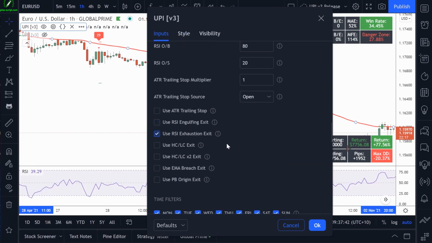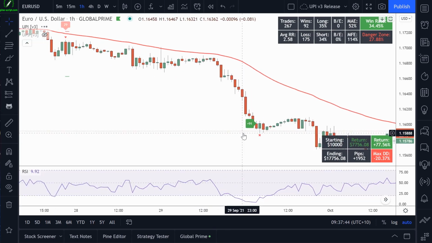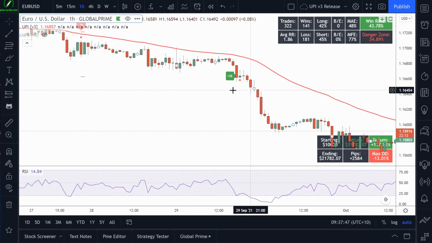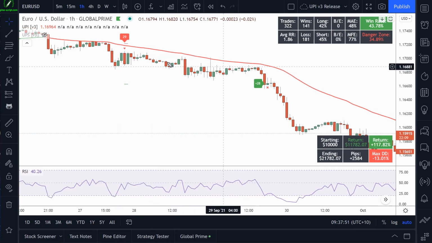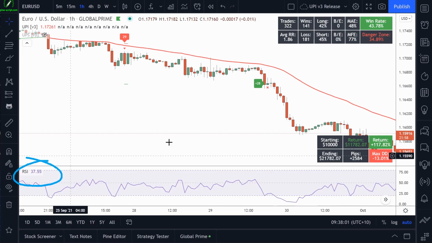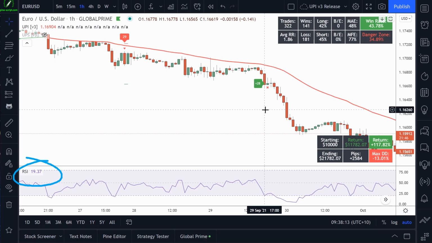The RSI exhaustion exit is exactly the same, except that it doesn't wait for an engulfing candle. It just waits for an opposite colored candle. So in this case, we're short. As soon as we got a green candle while the RSI was oversold, if I hover over the candle preceding this green candle and look down here, you can see that the RSI was just slightly oversold at 19. And so as soon as we got a green candle on that next bar, the script exited our trade.